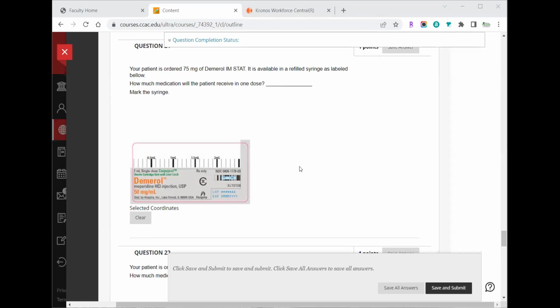All right. So my order is 75. My available is 50 milligrams per milliliter. So I'm going to take 75 divided by 50 times 1, and I get 1.5. So I'm just going to drop my marker on the 1.5 milliliters.